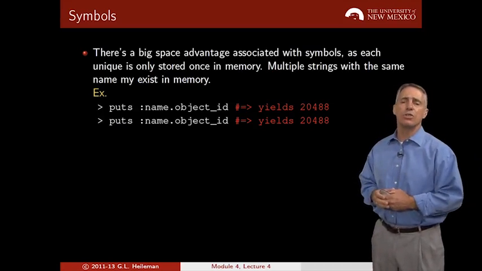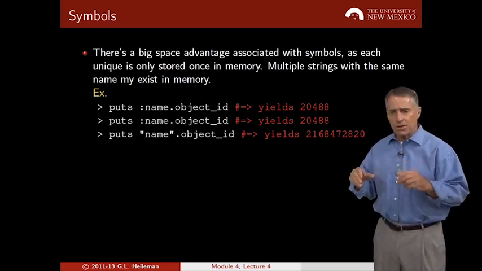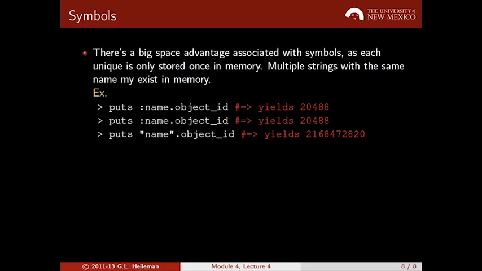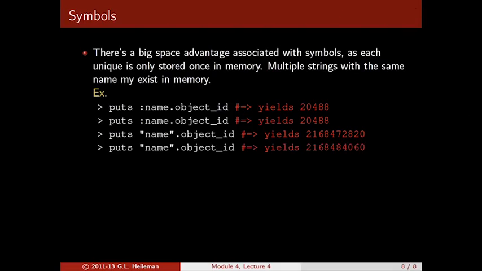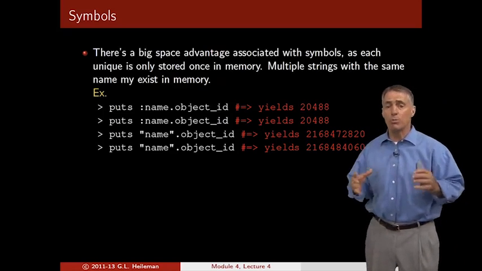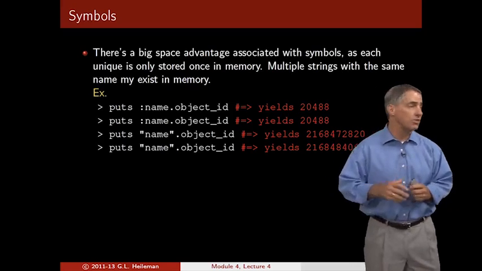Now try this for a string instead. Put in double quotes name dot object ID, and it gives you a number here. This is the ID of that object. If you do that again on the very next line, it'll give you a different number. So you'll notice in the comment that I've shown you here, I have 2 different numbers. What this shows you is only one symbol called name can exist, but multiple strings called name can exist in Ruby.